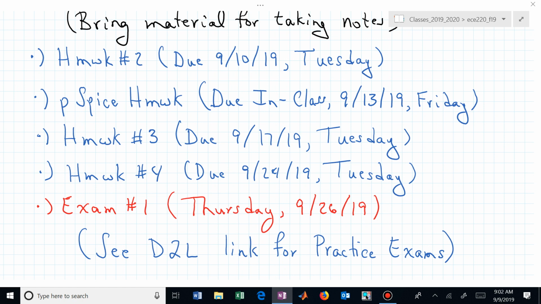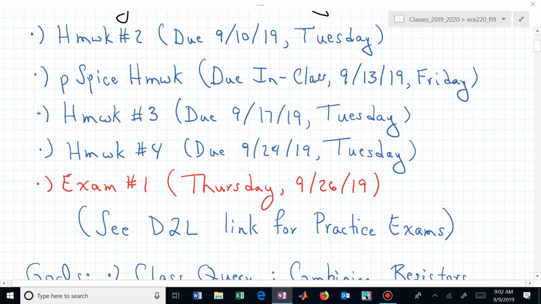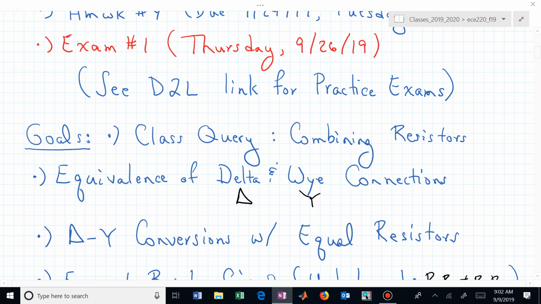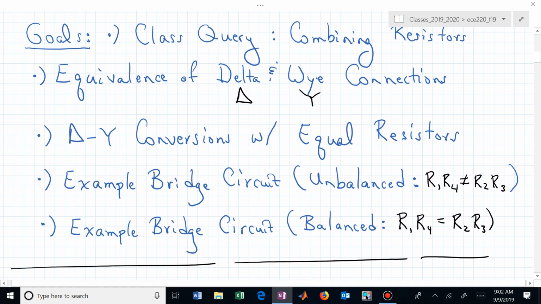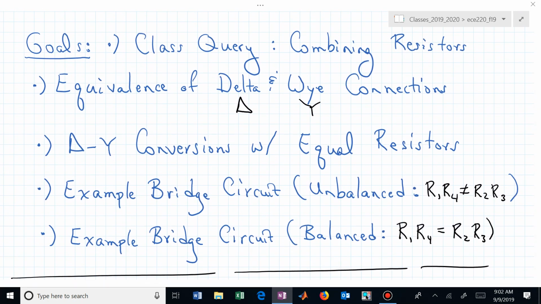Relative to exam number 1, even though homework 4 is due prior to that, exam 1 will cover material or topics on homeworks 1, 2, and 3. And if you want some practice exams, there's a link on the website to access those practice exams.